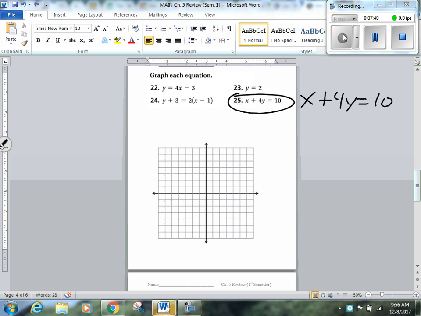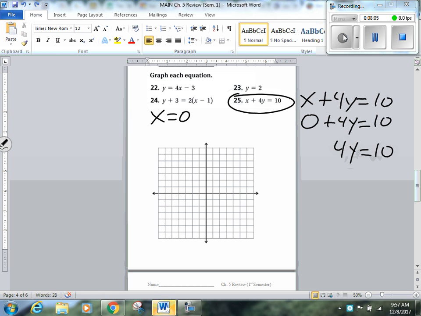In order to do that, if I make x equal 0 in this equation, I'll find out what y equals. So I'm going to substitute 0 in for x, and then rewrite the equation. And then I'm going to solve for y. 0 plus 4y just equals 4y, equals 10.